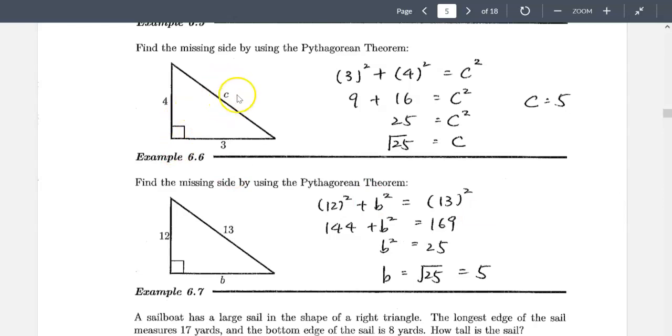So here it is, C is missing. Now we just need to identify the longest side, which happens to be C. So that goes in the end. Now the other two, 3 and 4, could be either way.